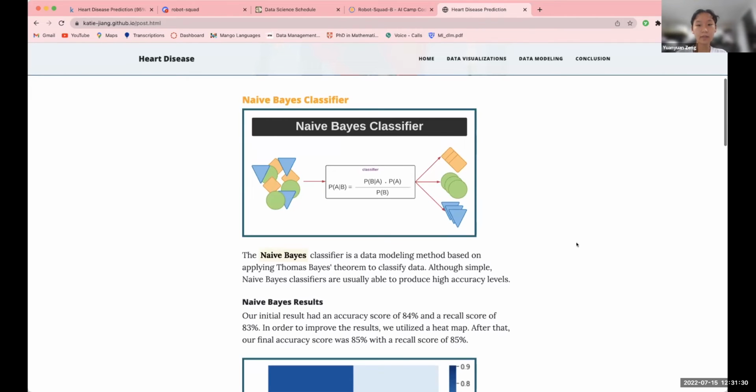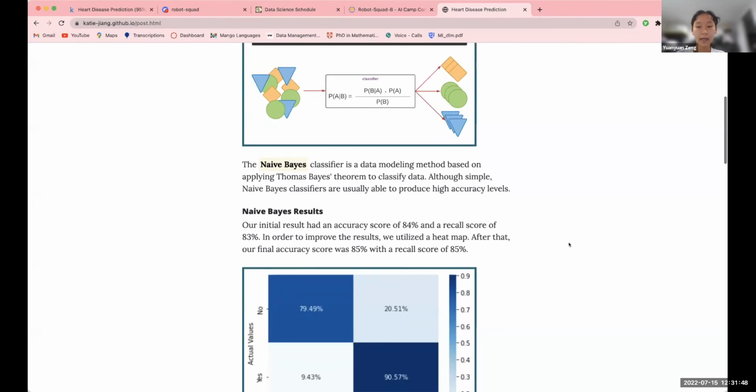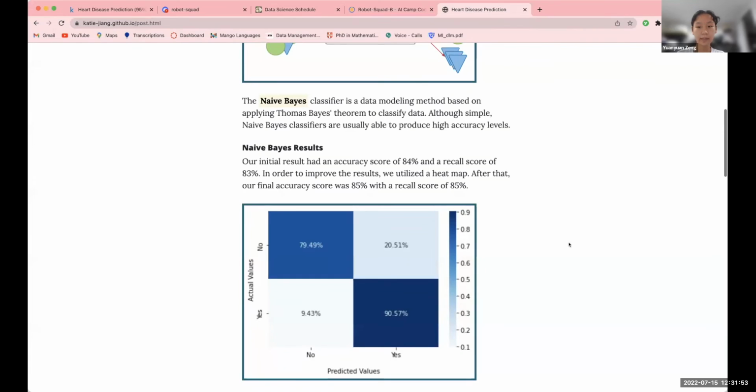First one is our naive Bayes classifier. A naive Bayes classifier is a data modeling method based on applying Bayes' theorem to classify data. It predicts each category for certain data and chooses the highest one as the result. Our initial result had an accuracy score of 84% and a recall score of 83%.